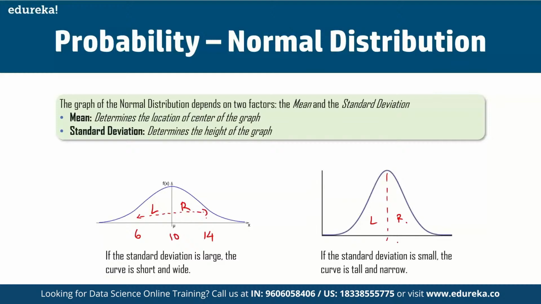But if my standard deviation is small, I'm going to have 10 here and I have only 2 standard deviations. So that means I'm talking about a range of 8 to 12. My curve will look taller and narrower, right? So these are some of the measures of central tendency. We will see that in the upcoming slides.